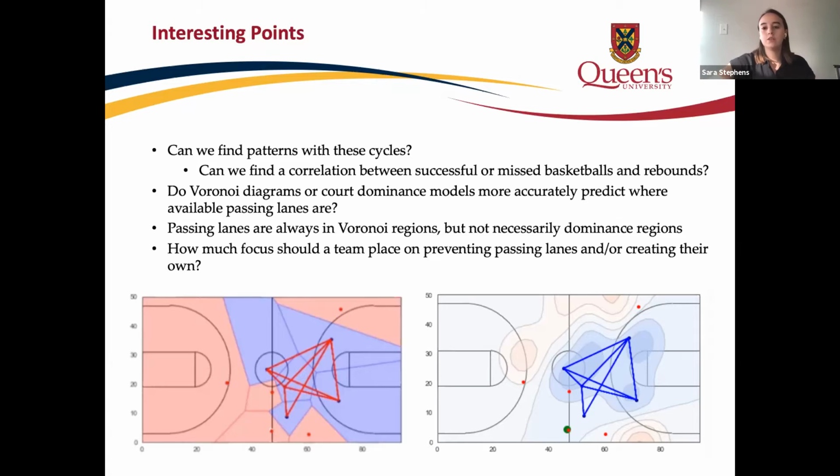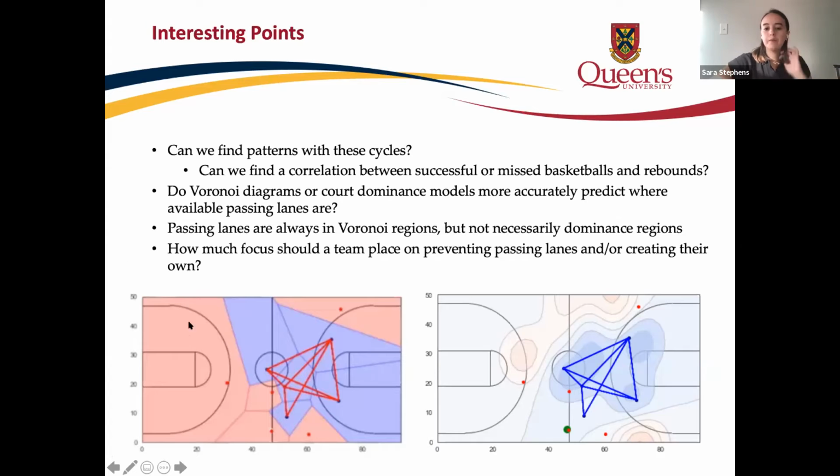It would be really interesting to examine passing patterns in these cycles over time, over the course of a game, the course of the season, or compare between teams or within the league itself, and what these passing channels say about the chance of making a basket or getting a rebound, or potentially expanding further to the chance of winning a game.